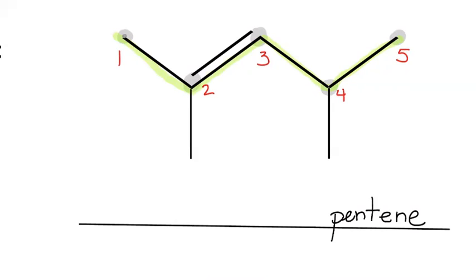Pentene is the name of our parent chain. Let me highlight it for the students that need extra assistance in following. So that's why it's pentene. Now, before the pentene, we need to give the location of the first carbon in the carbon-carbon double bond. So I will put 2-pentene to symbolize that this is the first carbon in the carbon-carbon double bond, okay?